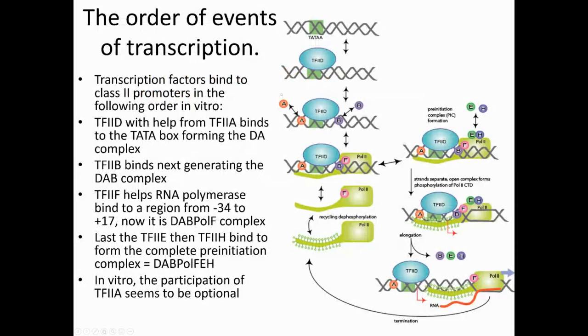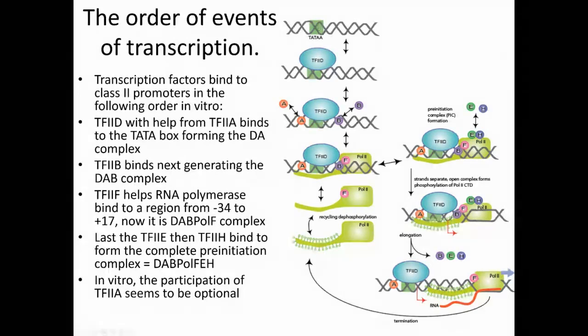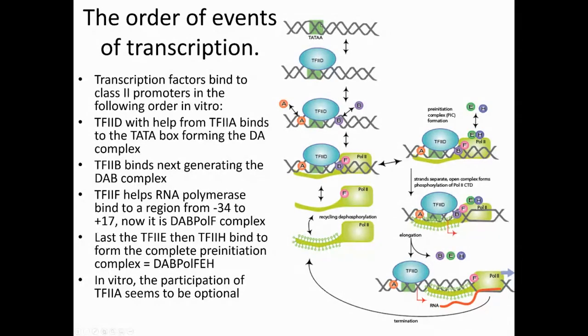And here is the process of the transcription initiation. First of all, we have the TATA box. Then TFIID, transcription factor 2D, recognizes the TATA box. They bind to the TATA box with the help of TFIIA, and so they form this DA complex. And then B would join, so they form this DAB complex.